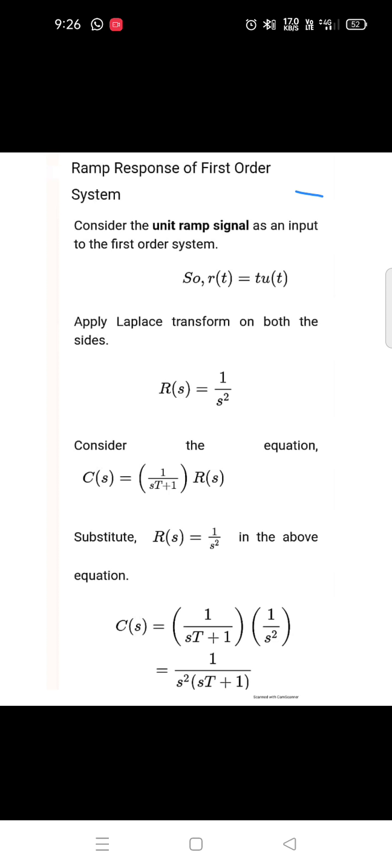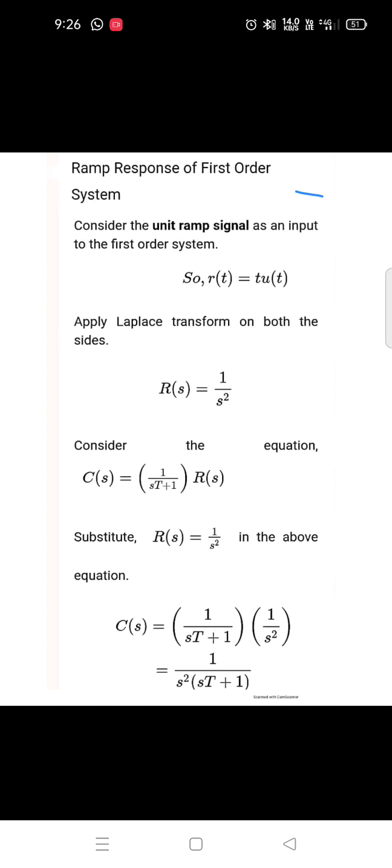Now let us take the third signal, it is the ramp response. Ramp signal is, we know, t into u of t. So we know that u of t's Laplace transform is 1 upon s, and for t it is 1 upon s. So for both, by taking Laplace transform, it will become 1 upon s square.